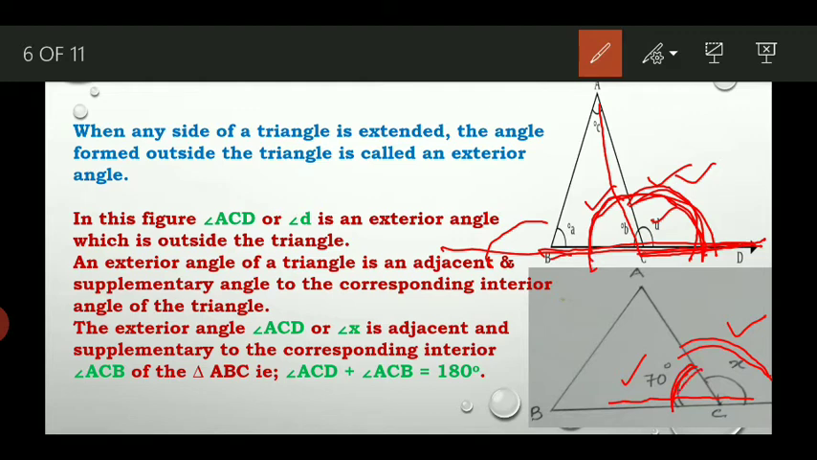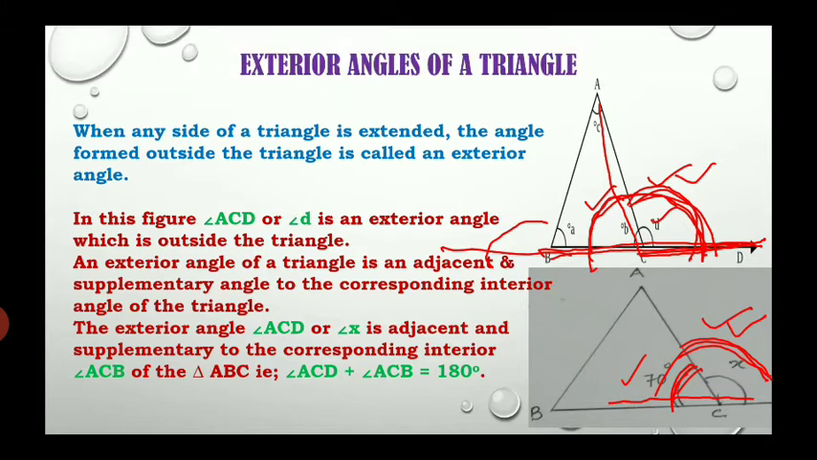So if this is 70 and the total is 180, then how much will X be? So 180 minus 70 is equal to 110. So angle X is 110 because 180 minus 70 is 110. Now you add 70 plus 110, it will give you 180. So X is equal to 110. Why? Because adjacent angles are always equal to 180. You can write this reason also, or you can write the angles of a straight line is 180 degrees.